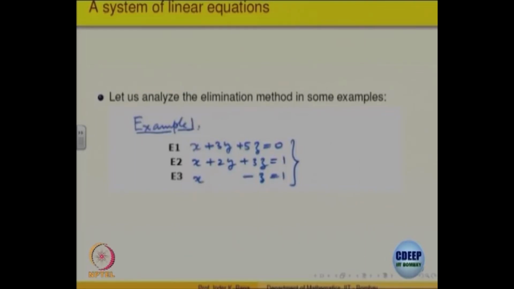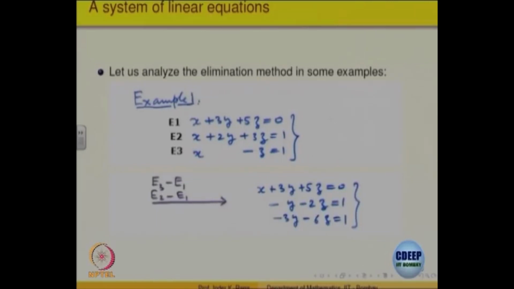So, the example is x plus 3y plus 5z is equal to 0, x plus 2y plus 3z is equal to 1, and the third equation is x minus z is equal to 1. I have labeled these equations as E1, E2 and E3. So, the idea is to try to eliminate. Already in the third equation, y is missing. So, let us try to eliminate the variable y from the other two equations also. Okay. So, that is the idea. So, what we do is we do these operations.